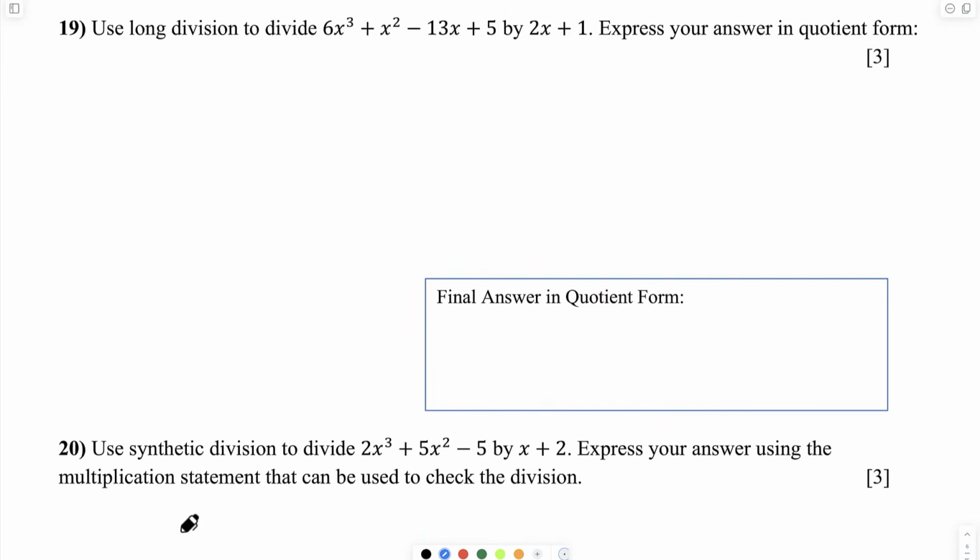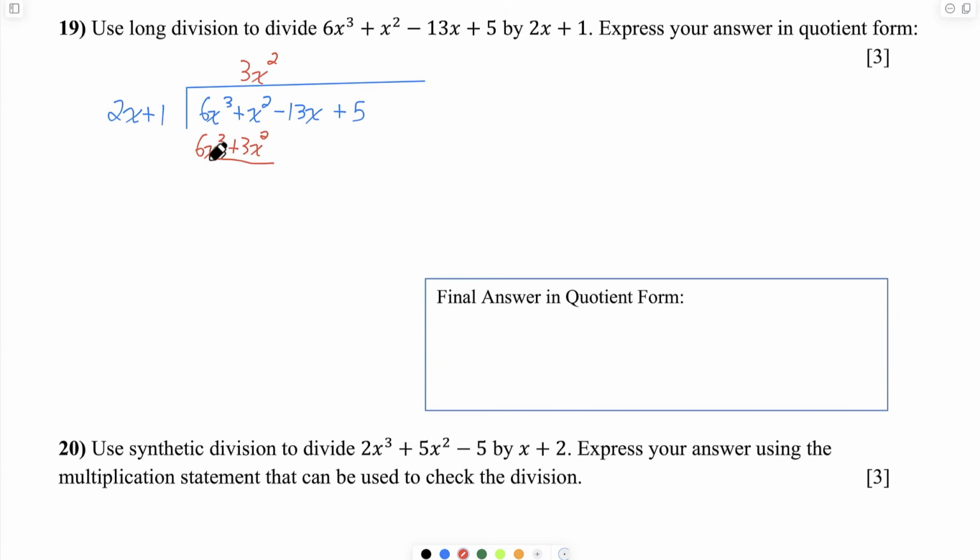Question 19 says use long division to divide those two expressions, and we'll express the answer in quotient form. So let me set up the long division table. How I do long division, I look at the first term of the dividend and divide it by the first term of the divisor. 6x cubed divided by 2x is 3x squared. I then multiply the quotient 3x squared by the whole divisor 2x plus 1 and write the answer down in the dividend. 3x squared times 2x is 6x cubed, and 3x squared times 1 is 3x squared.